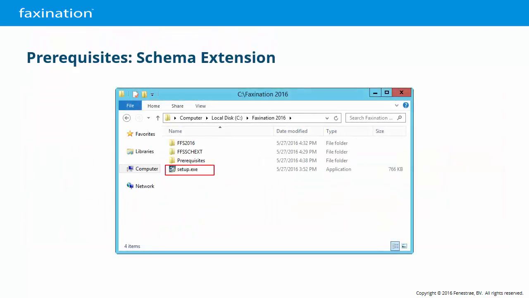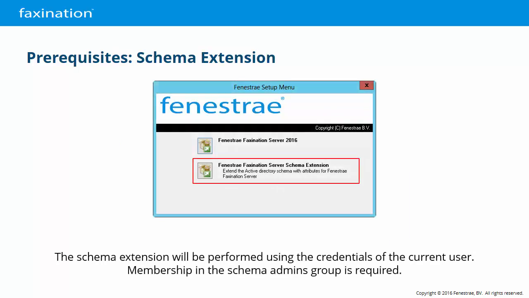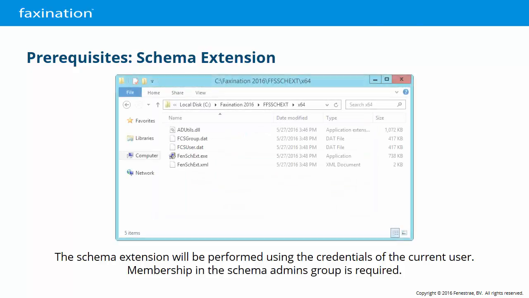To extend the Active Directory schema, run setup from the Faxination 2016 distribution, and the Schema Extension utility is the second option. You can also run the Schema Extension tool directly from the FFS SCHEXT folder.